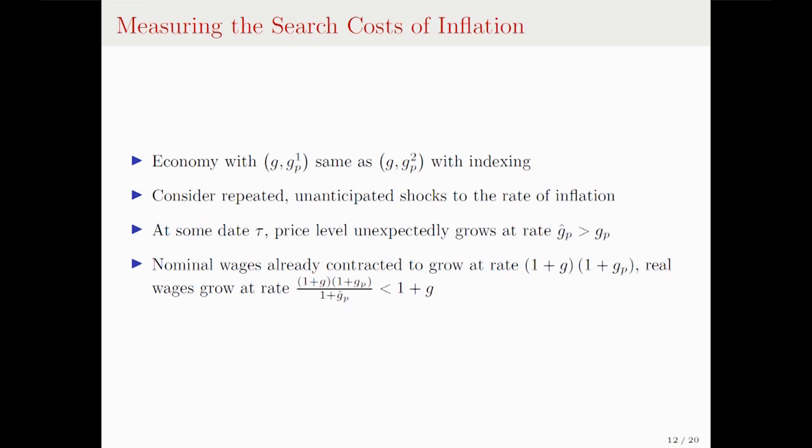So we're going to consider repeated unanticipated shocks to the rate of inflation. The way this is going to work is that at some date, the price level unexpectedly grows more than we thought it was going to. Since your nominal wages were contracted to grow at one rate, they're now going to grow at a rate that is lower than that. The way that we implement this, we start out in the balanced growth path, and at dates tau to tau plus t we implement this shock repeatedly, and then we shut the shock off at tau plus t plus one.